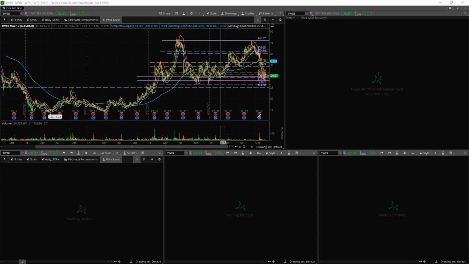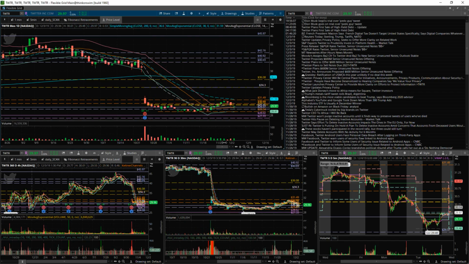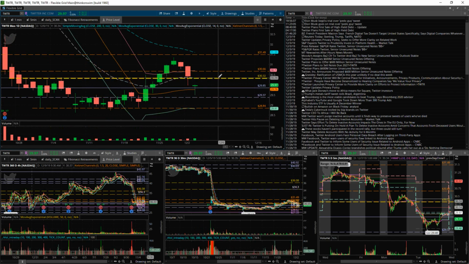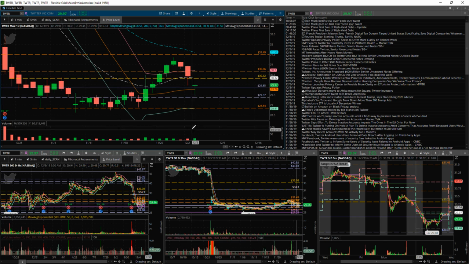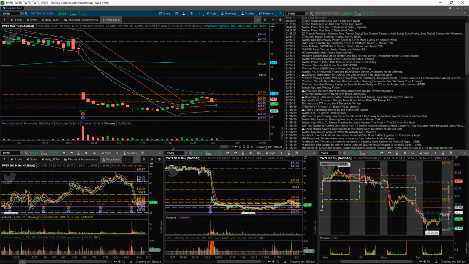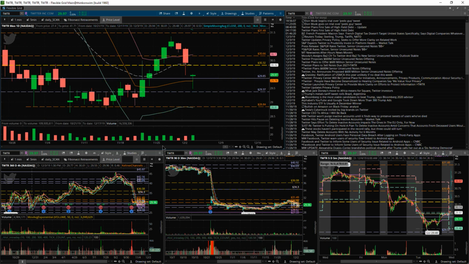Twitter, I've been pointing this one out a while ago as well. I really like this hammer doji, I think it's called a hammer candle. It breaks below, comes back over, and even closes green. So now I'm going to try to get long this one as well. I haven't put orders out for this one yet, but I'm going to see if I can sell some premium in this as well.